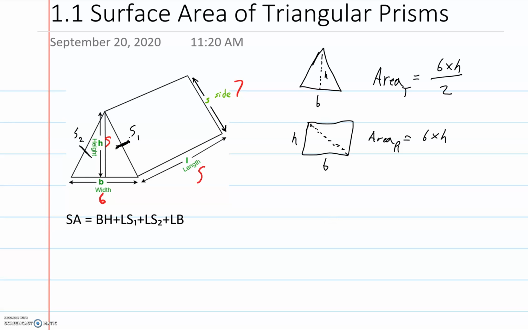7 and 8. Okay, and in this triangle, this side and this side are the same, which means that these two can be simplified to 2 times length times side, because there's just 2 of them. All right. There you go, and base times height. There you go. Okay.